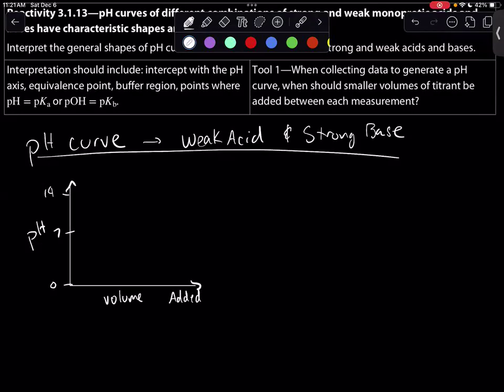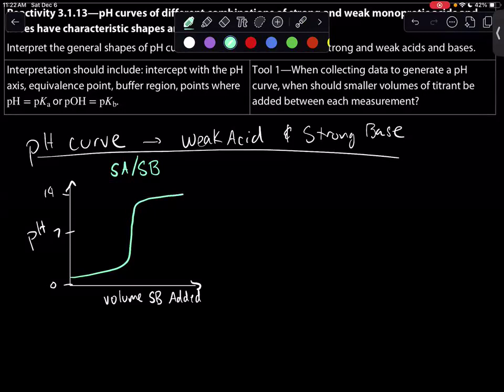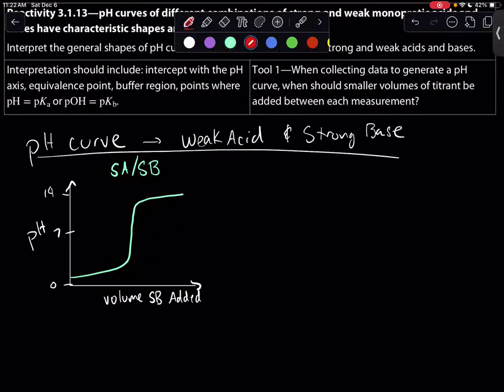So for this, we'll assume that we're adding base into a strong acid. So this is going to be a strong acid, strong base. And I'll usually put the second one as the titrant and the first one as the analyte. When we look at this curve, we've seen this one before, but it's got some characteristic features. First off, we know that our equivalence point is right at 7. And that is due to the neutrality of the salt.